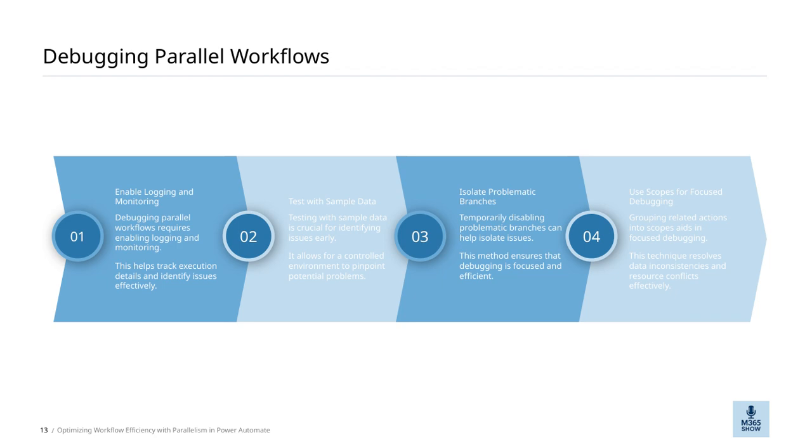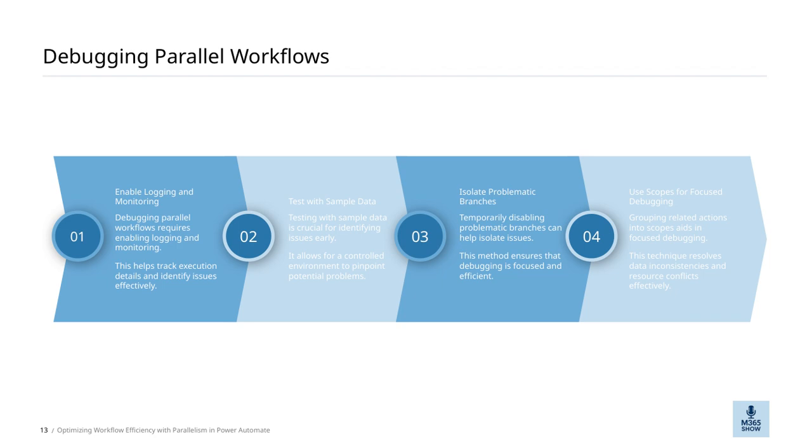Next, testing with sample data plays a crucial role. It provides a controlled environment where you can spot issues early before deploying the workflow in production. This step helps you isolate problems without affecting live data. Another useful technique is temporarily disabling problematic branches. By doing this, you can focus on one part of the workflow at a time, making it easier to pinpoint exactly where the issue lies.